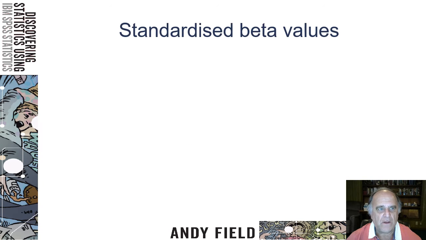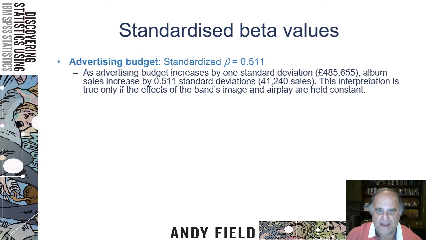All right, we're now looking at the interpretation of betas. Again, the interpretation is very similar. So for advertising budget, our beta, our big B beta, was 0.511. So as the advertising budget increases by 1 standard deviation, album sales increase by 0.511 standard deviations. Again, all of these are going to be when you hold the other variables constant.